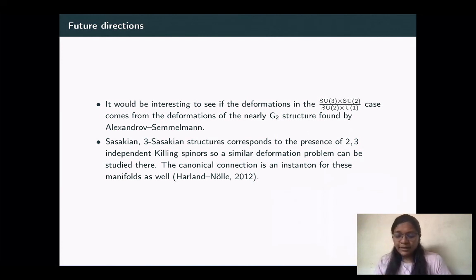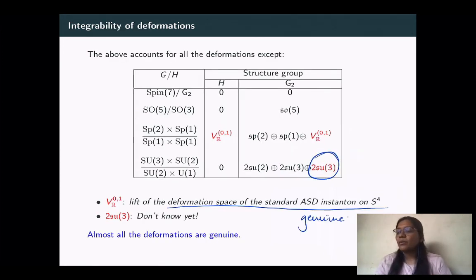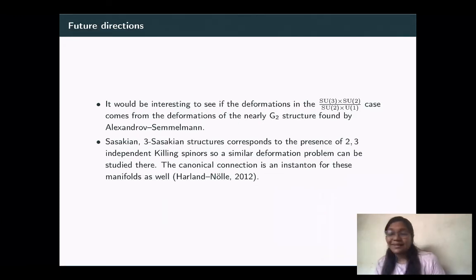So for nearly G_2, we know that there is an existence of a Killing spinor, but for nearly G_2 manifolds, you can have up to 3 Killing spinors. So each Killing spinor corresponds to a different nearly G_2 structure, and when you have two linearly independent Killing spinors, you have the Sasaki-Einstein 7-manifold. For 3, you have the 3-Sasakian nearly G_2, and you can do similar computation or study similar deformation theory for both of those cases. The other future direction is, of course, just trying to figure out where this 2 SU(3) comes from.